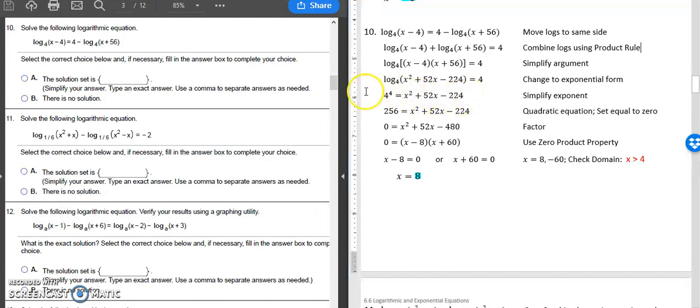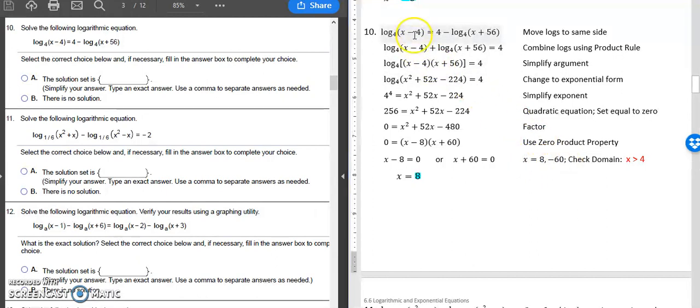You simplify the exponent on the left. Once again, we want to have the quadratic equation to be solved for 0. So we'll subtract the 256 to the right side, and we'll end up with x squared plus 52x minus 480. We can factor that expression. We'll end up with x minus 8 times x plus 60. And we use the zero product property from there. We have x minus 8 equals 0, or x plus 60 equals 0. And then our final answers from that will be x equals 8 or -60.